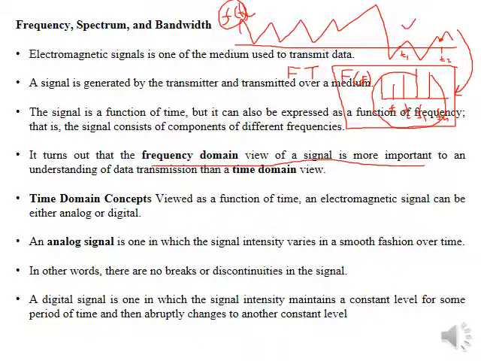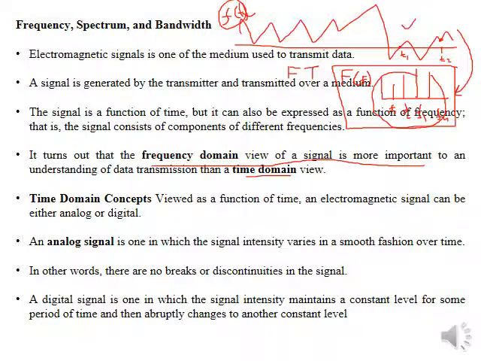Let's move forward. It turns out that the frequency domain view of a signal is more important to an understanding of data transmission than a time domain view. So it says that frequency domain is more valuable, or it contains more information. Time domain concept views the signal as a function of time. An electromagnetic signal can be either analog or digital.